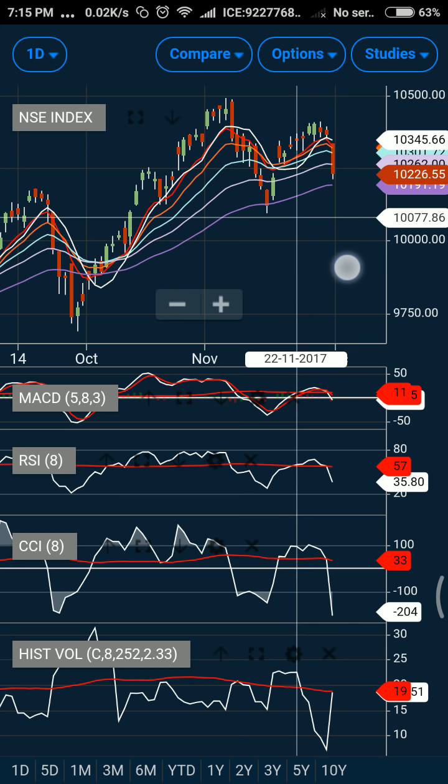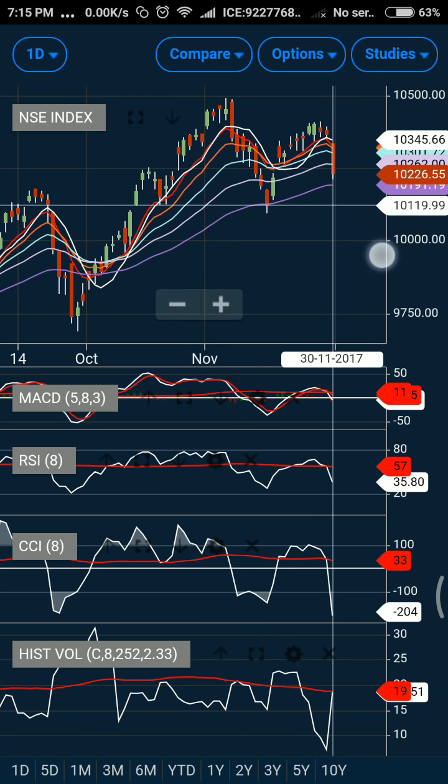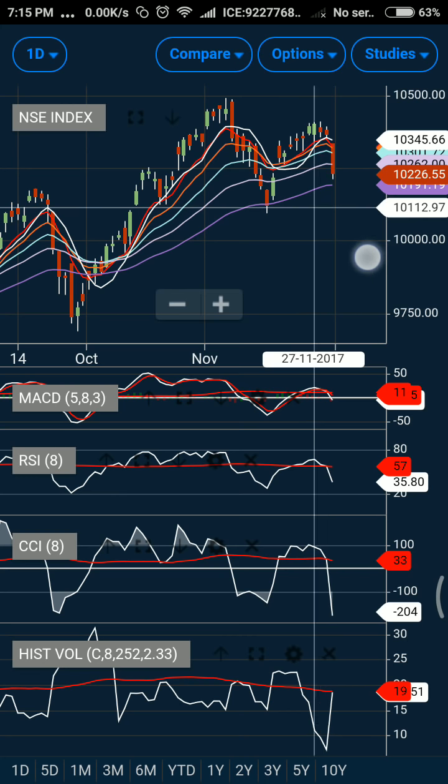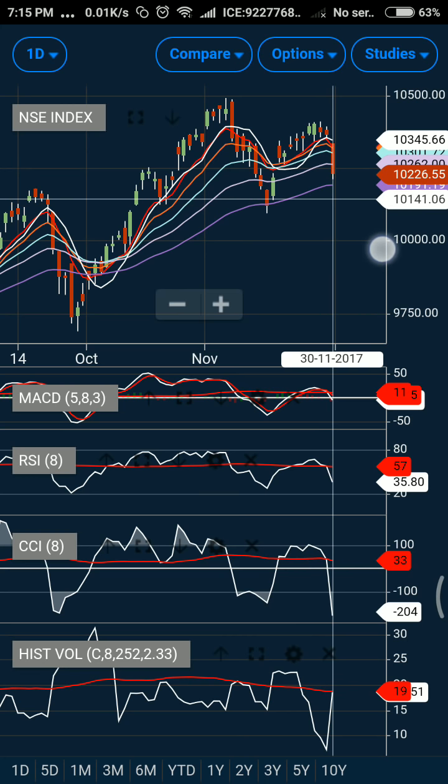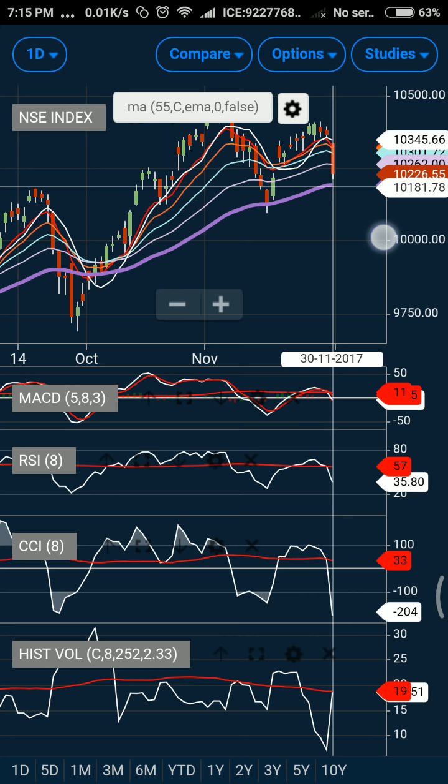Ideal scenario would be to wait till the next two candles, and observe how the market behaves. What should be the expectation is the market either should take a support at its 55 days exponential moving average, or go a bit down. In either case, the next candle will be very important, because after the Friday's candle, the Monday's candle will decide the market tone.